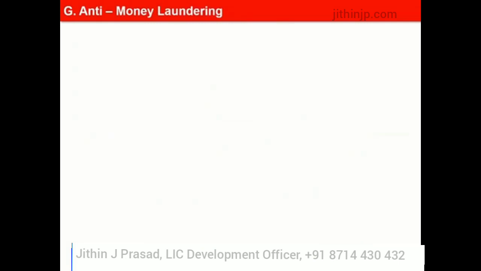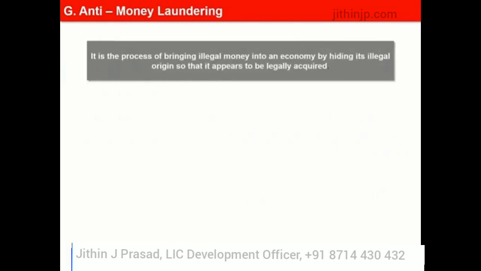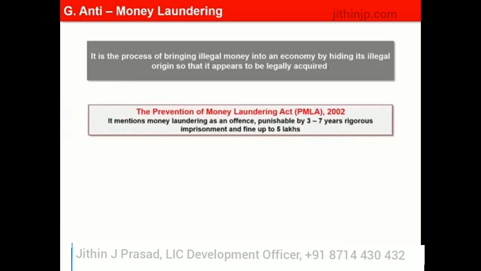Money laundering is the process of bringing illegal money into an economy by hiding its illegal origin so that it appears to be legally acquired. The Prevention of Money Laundering Act, PMLA 2002, came into effect from 2005 to control money laundering activities. It mentions money laundering as an offence which is punishable by rigorous imprisonment from 3 to 7 years and fine of up to Rs 5 lakhs.